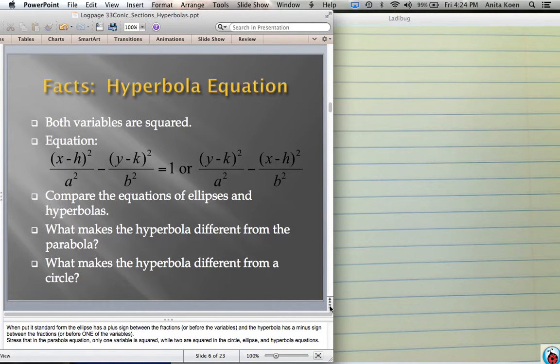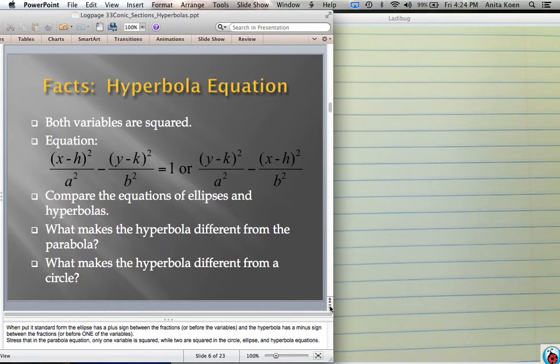Now let's compare the equations of ellipses and hyperbolas. Take a minute to look to see what you think is the same and what you think is different about these equations. I hope that you will notice that the difference in the ellipse and the hyperbola's equation is that the ellipse has a plus sign in between the two terms on the left side, and the hyperbola has a minus sign in between.